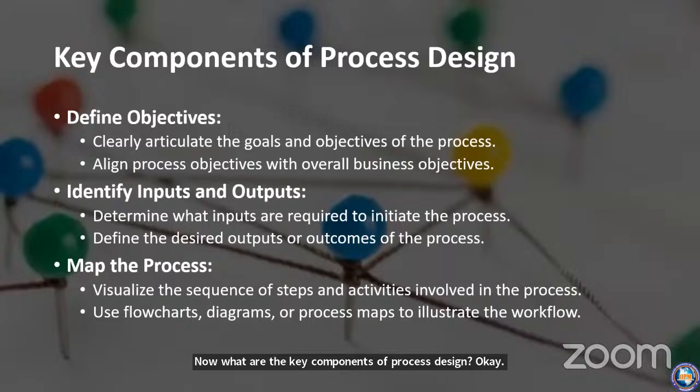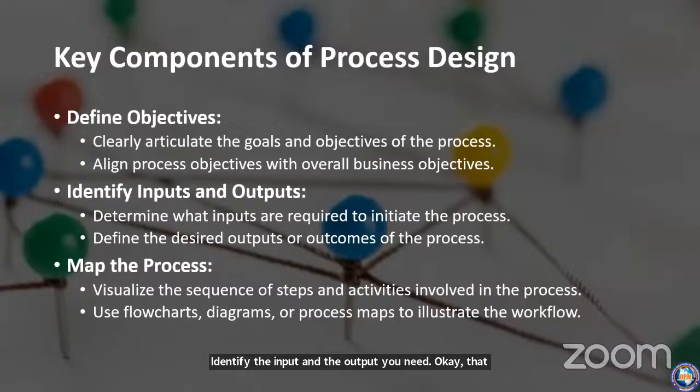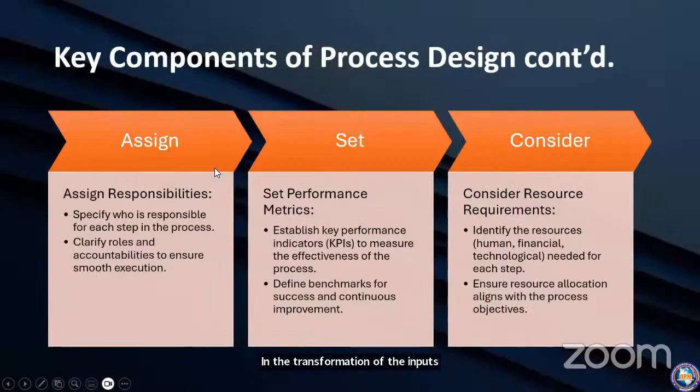Define the objectives. Make sure you have SMART objectives: simple, measurable, attainable, realistic, and time-bound. Identify the input and the output you need. Then map the process that you want to use in the transformation of the inputs. Then assign responsibilities to whoever will be in charge of the processes. Then set performance metrics, establish your KPI, and set benchmarks.